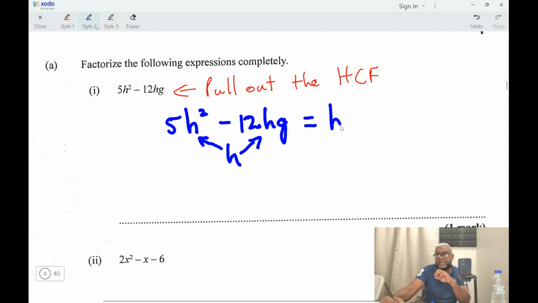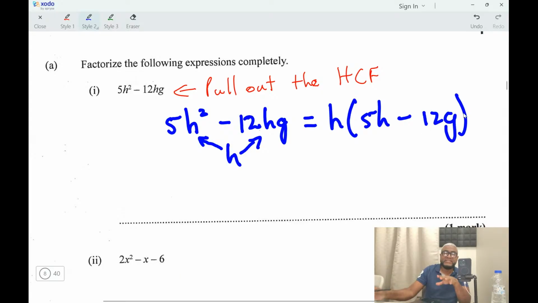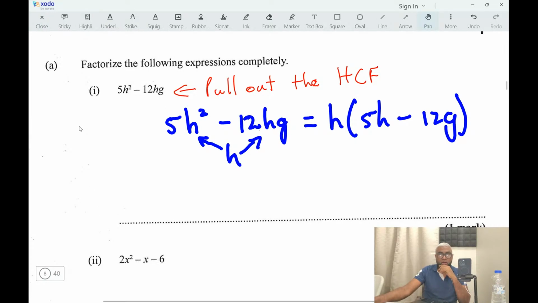So I'm going to put my HCF on the outside. I'm going to open my brackets. h into 5h squared will leave me with 5h, minus h into 12hg would leave me with 12g. Complete factorization here, my children. Complete factorization, right?